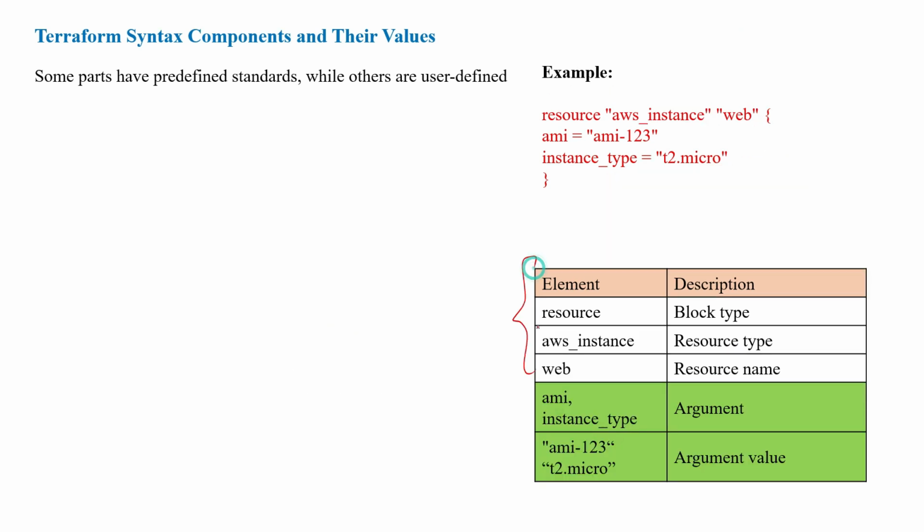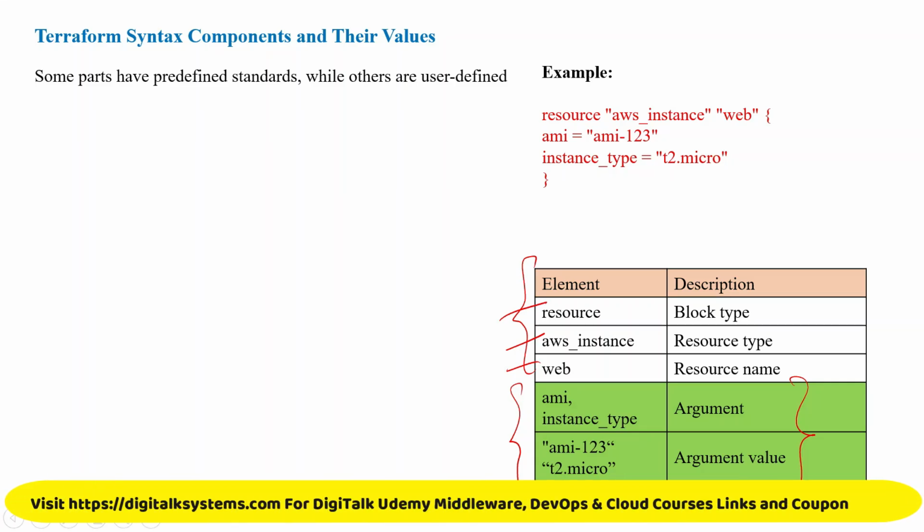So the next one after the first three is the argument and argument value. Okay, this is very straightforward. So what we have seen so far is how we define the block. This is the block, your block type. This is your resource type. This is the name, a custom name, whatever you can give.